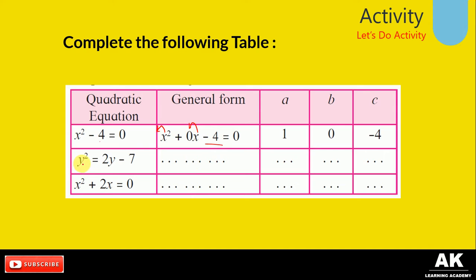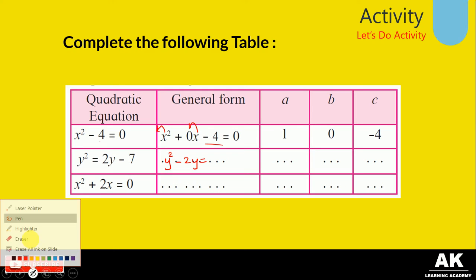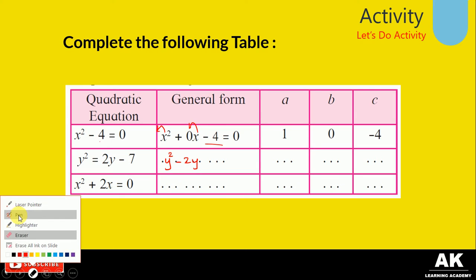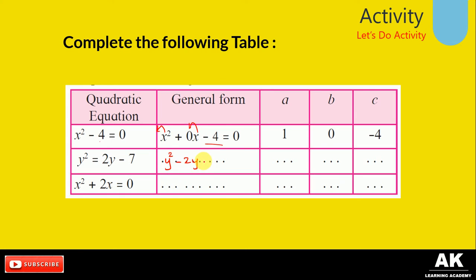Now the second equation is y square is equal to 2y minus 7. So I write this as y square minus 2y plus 7 is equal to 0, right? So what is the coefficient of y square? It is 1. Then the coefficient of y is minus 2 and the constant term is plus 7.